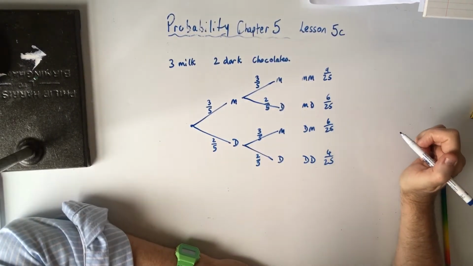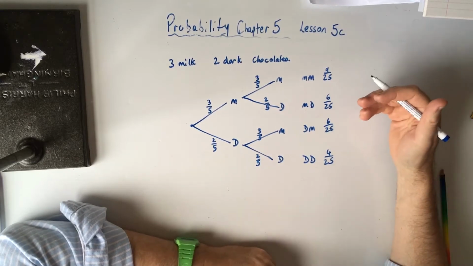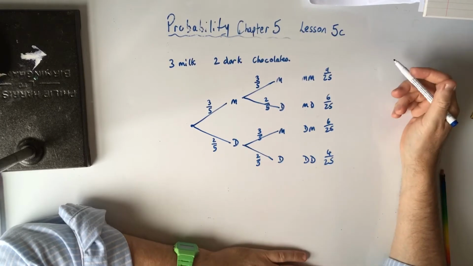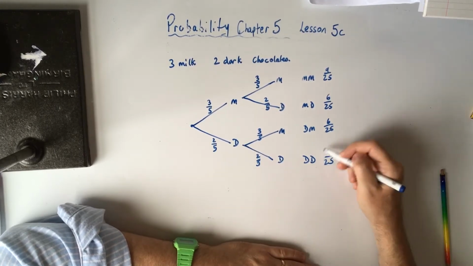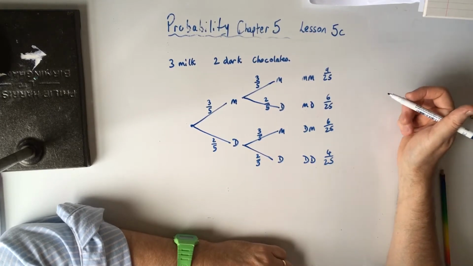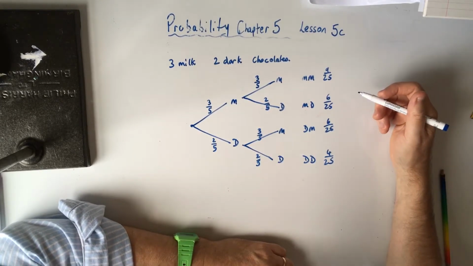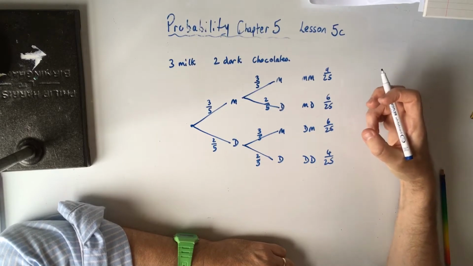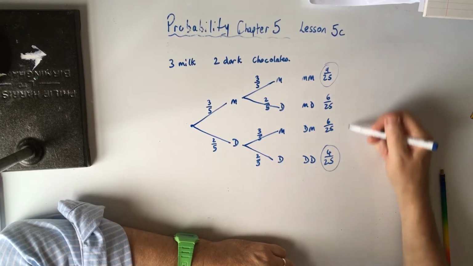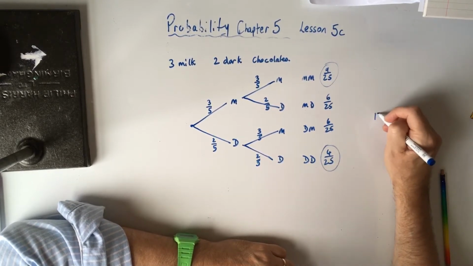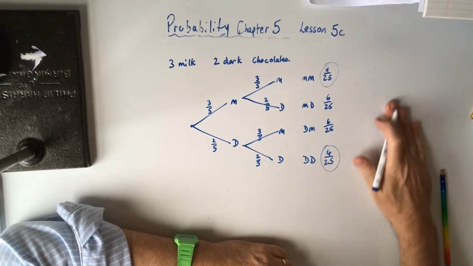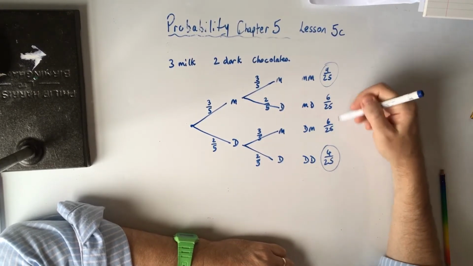If the question was, what's the probability of getting 2 milk? You can see it's 9 over 25. If they say what's the probability of getting 2 dark chocolates, it's a 4 out of 25 chance. If the question says what's the probability of getting 2 chocolates that are the same, then it's this or this. And remember, we add those 2 together, so that would be 13 out of 25, wouldn't it? What would be the probability of the 2 chocolates being different?